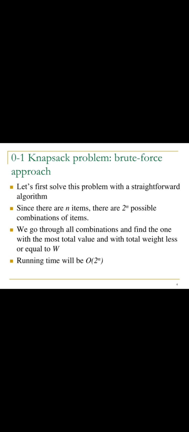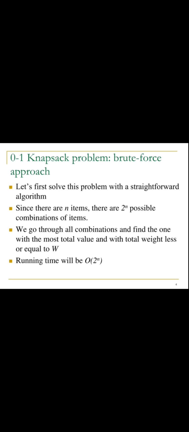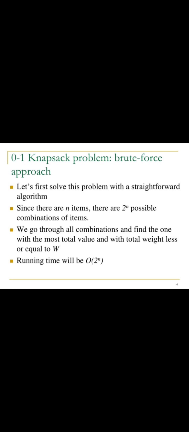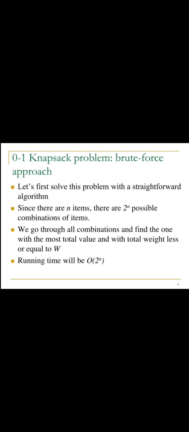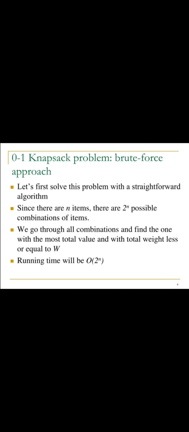Knapsack problem brute force approach. Let's first solve this problem with a straightforward algorithm. Since there are n items, there are 2^n possible combinations of items. We go through all combinations and find the one with the most total value and with total weight less than or equal to W. Running time will be O(2^n).